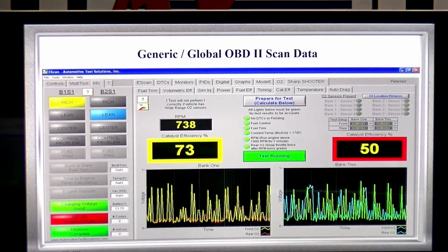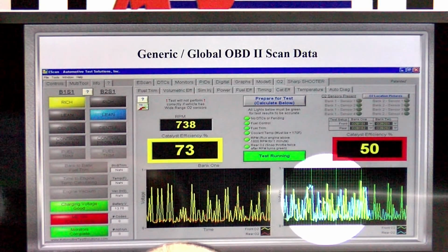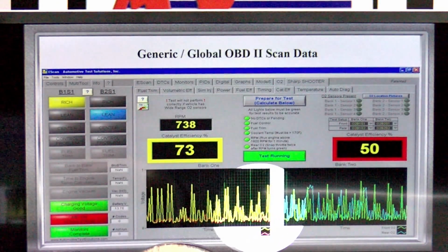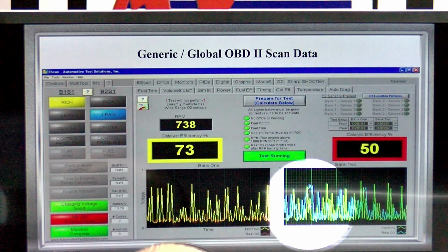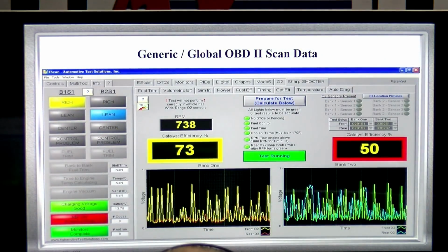So let's move on because we're running out of time. Here we have an efficiency test on the eScan. You can see that the front O2 is basically yellow on one side and green on the other. You can see in the back, the red is the rear O2 on bank 1, and on bank 2 it's the bluish color. You can see it's mimicking it. It's going all over. So the efficiency on this scan tool is telling us that the catalytic converter has an issue. You want to be at least 80% efficient, okay?